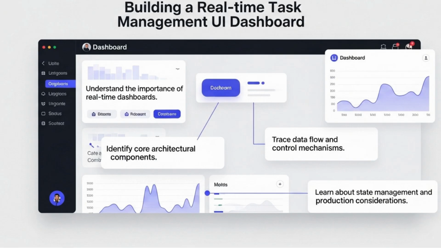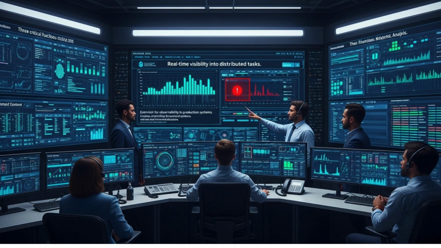Imagine driving a car without a dashboard. You wouldn't know your speed, fuel, or engine health. In the world of software, a task management UI dashboard is exactly that, your command center for distributed tasks. It provides real-time visibility into everything happening across your system. This isn't just a nice-to-have, it's fundamental for any production environment.